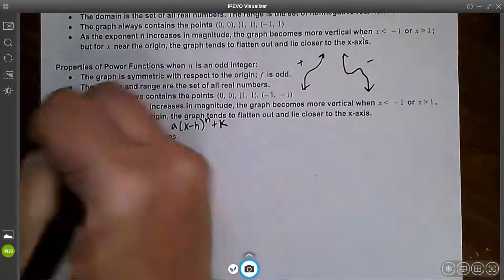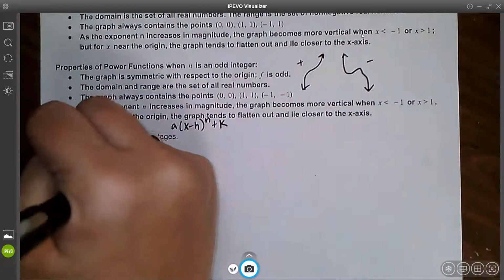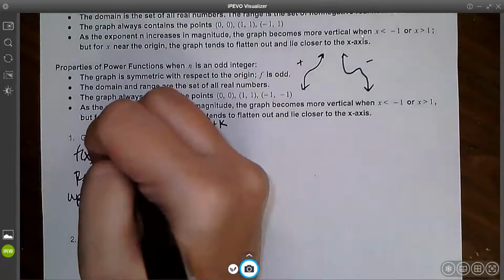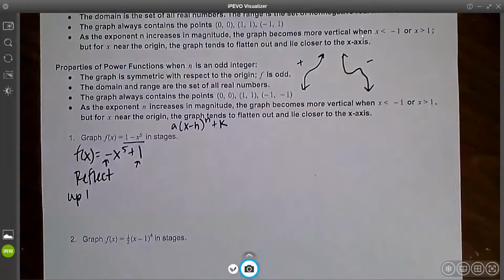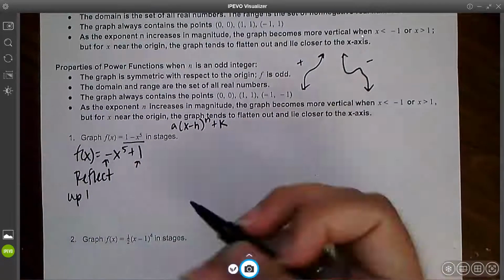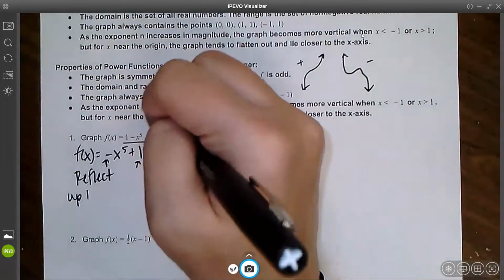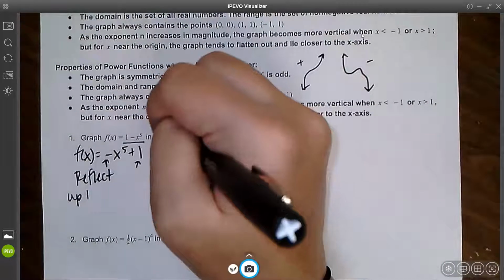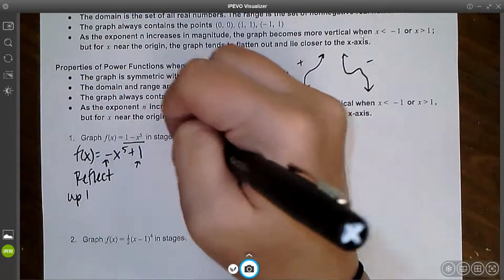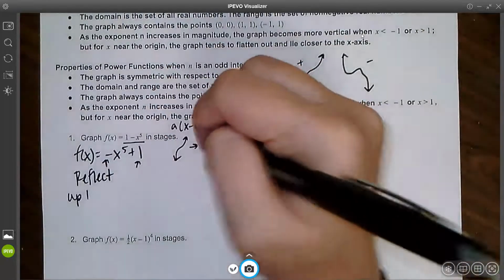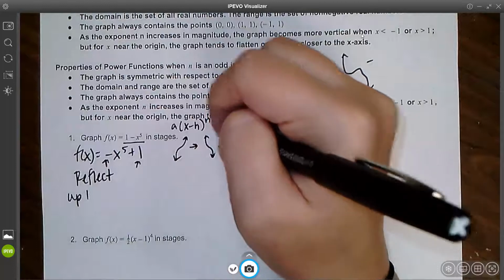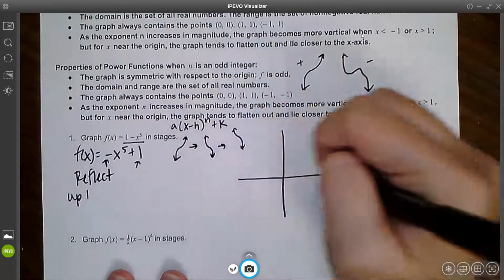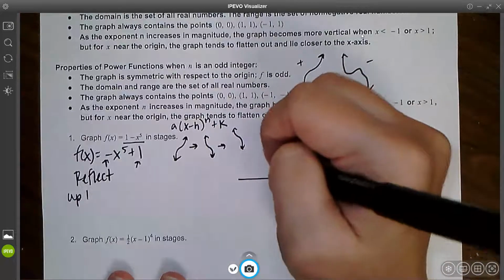So we are reflecting because of the negative. And we are going up 1 because of that guy. That's k. So if it's to the 5th, then we know it's going to look like this. I'm reflecting, so it's going to switch sides like this. And it's going up 1, then I'm just shifting that guy up a little bit. So that's really it. I'm going up 1, so that's my new center point.